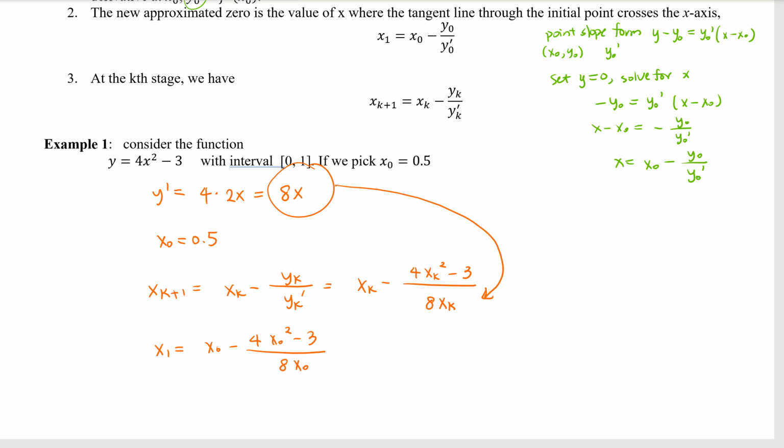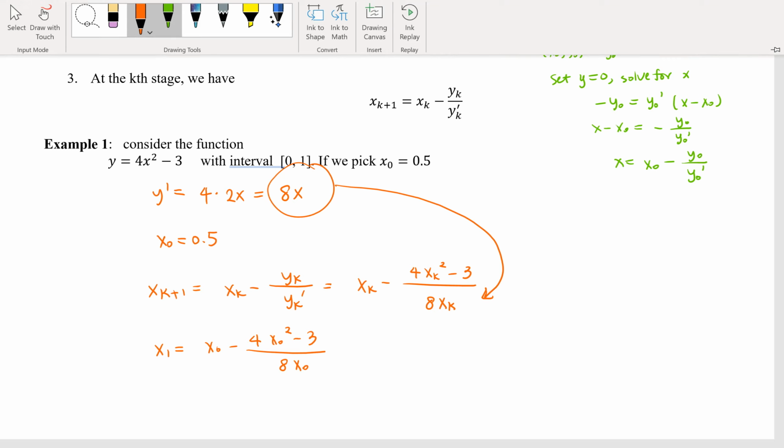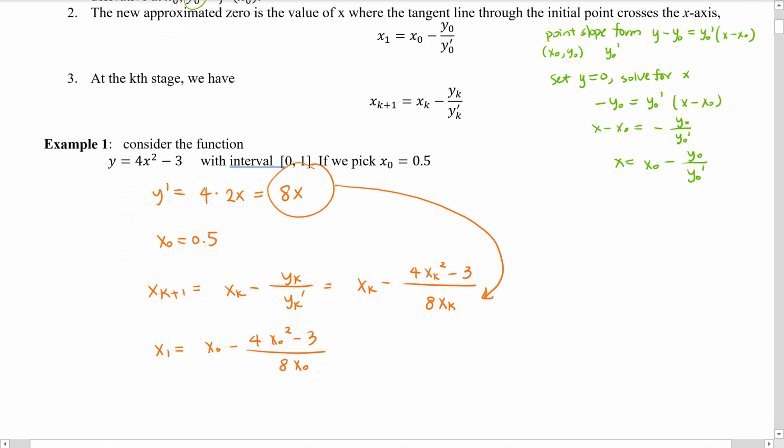So how do you type this in your calculator? I'm going to teach you how to type it in your calculator here. Let me use a different color. How about purple? So, how to type in the calculator.